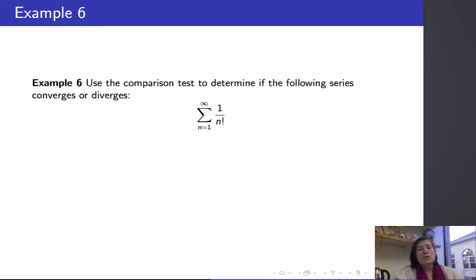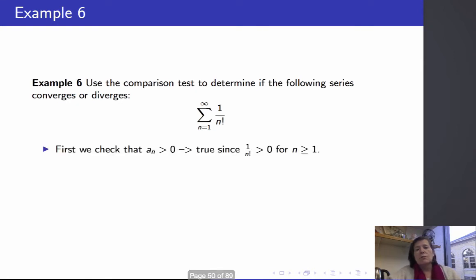Here's another interesting series, the sum from 1 to infinity of 1 over n factorial. This n factorial grows very quickly as n grows, so I would expect that the terms of this series are getting very, very small very quickly. So most likely it converges, but I want to use the comparison test to figure this out. So I need a series to compare this to, which converges, and the terms of this series are less than or equal to the series I'm using for comparison.